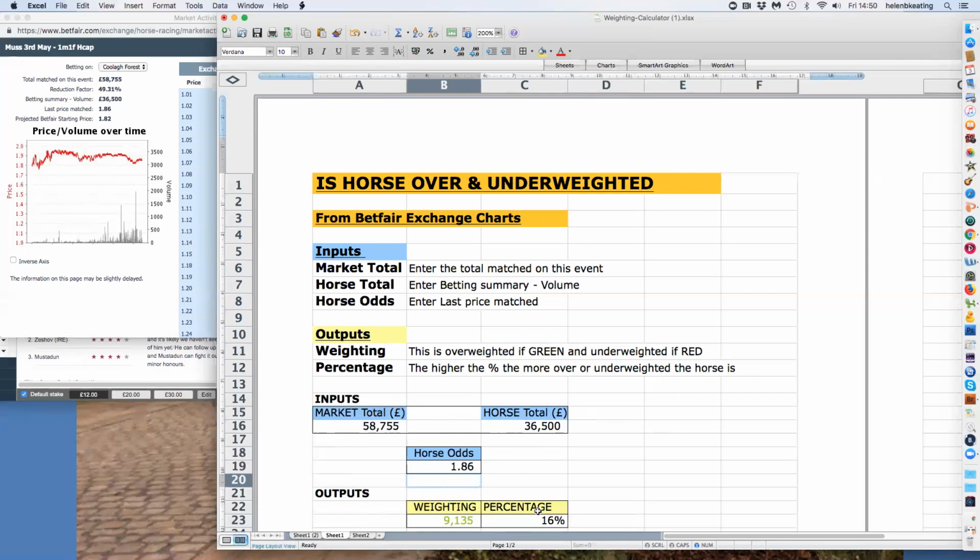The higher the percentage, the more over or underweighted the horse is. So when you start getting past 10%, this means that this horse is quite an overweighted horse. So that means that there is more money on this horse than there should be. Now, why does that matter? I'll come to that in just a second.